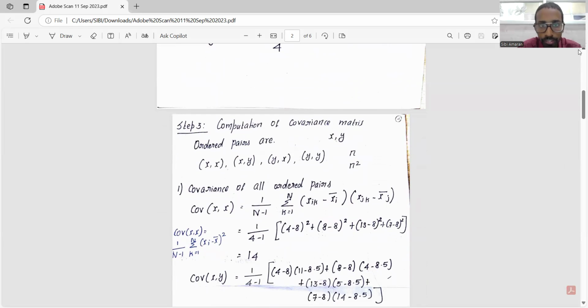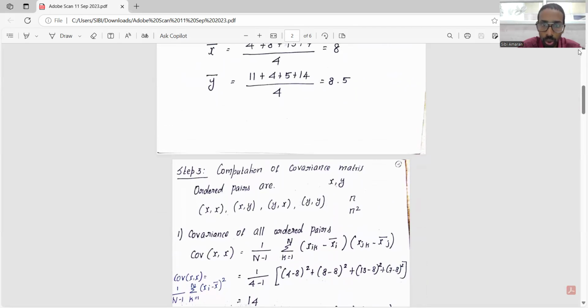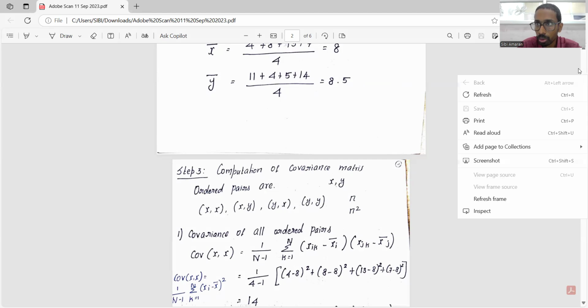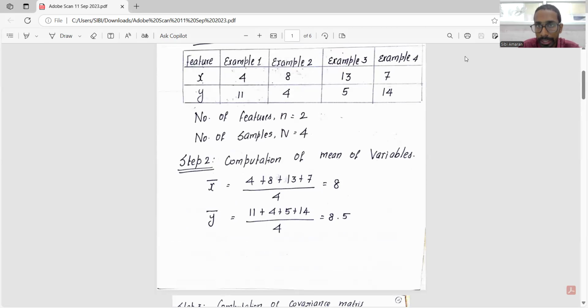First, for X comma X: 1 divided by n minus 1, where n represents the number of samples, so 4 minus 1. Then take the first row: 4 minus the mean value 8, whole square, plus, moving back to the question, 8 minus 8 whole square plus 13 minus 8 whole square and 7 minus 8 whole square. This is for the covariance of X comma X.